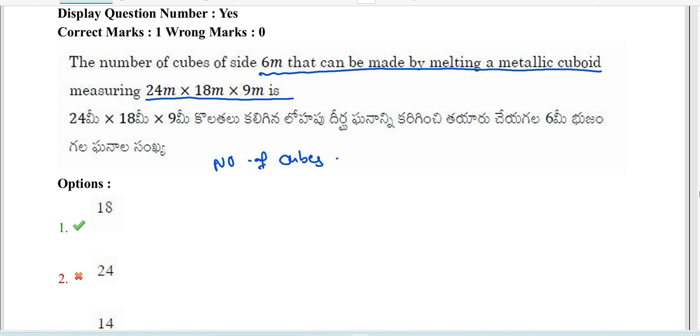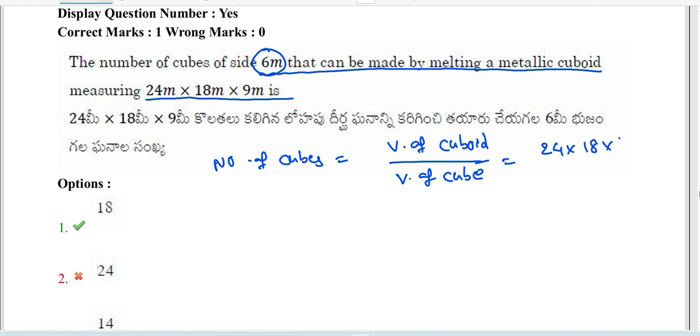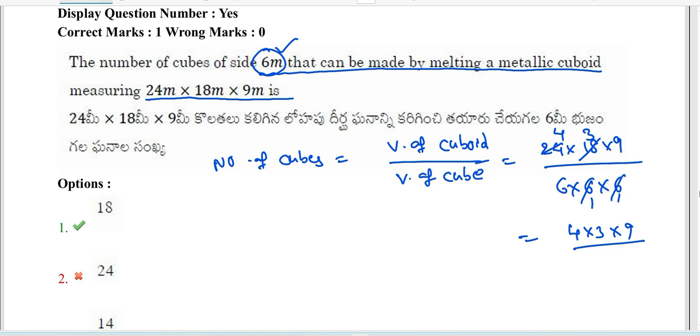Okay, the required number of cubes will be obtained by volume of cuboid by volume of cube. Okay, so by using this formula you will get it. We know that volume of cuboid is length into breadth into height. Length is 24 meters, breadth 18 meters and height 9 meters, by volume of cube. Each edge of the cube is 6 meters, so 6 into 6 into 6. Okay, so what you will get? 4 3 is 12. 4 3 into 9 by 6.